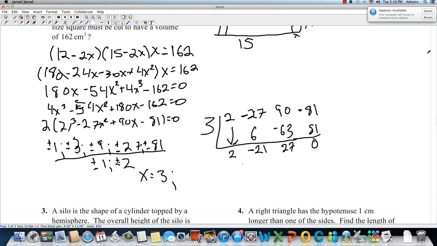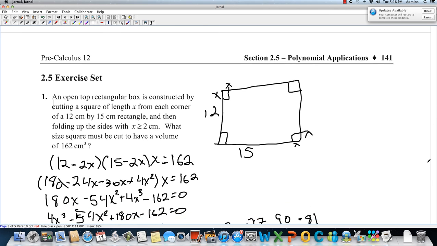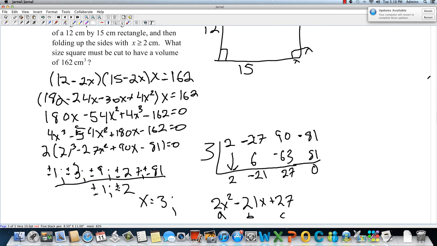Now we're left with the polynomial of 2x squared minus 21x plus 27. And with this, we're going to set these as a, b, and c, and plug these numbers into the quadratic formula to find the other 2 values that x can be. So let's do this.